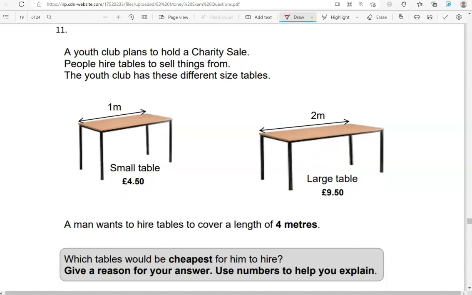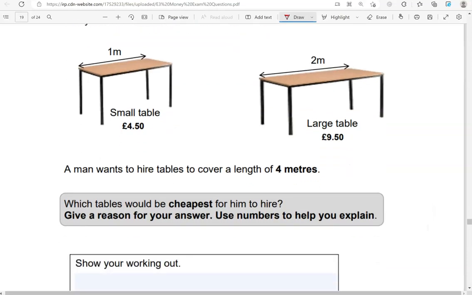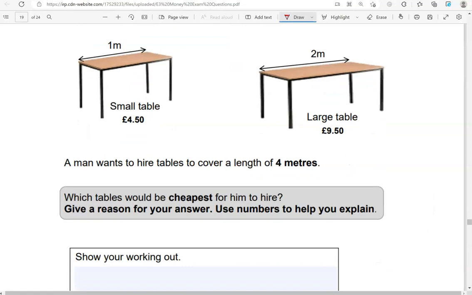The youth club plans to hold a charity sale. People hire tables to sell things from. The youth club has these different size tables. Small table, £4.50. Large table, £9.50. A man wants to hire tables to cover a length of 4 meters. Which tables would be cheapest for him to hire? Give a reason for your answer. Use numbers to help you explain.